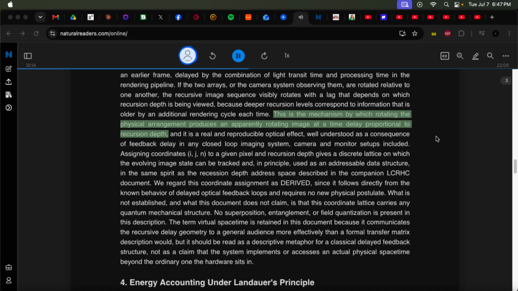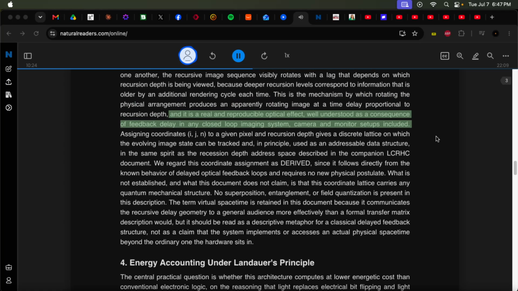This is the mechanism by which rotating the physical arrangement produces an apparently rotating image at a time delay proportional to recursion depth. And it is a real and reproducible optical effect, well understood as a consequence of feedback delay in any closed-loop imaging system, camera and monitor setups included.